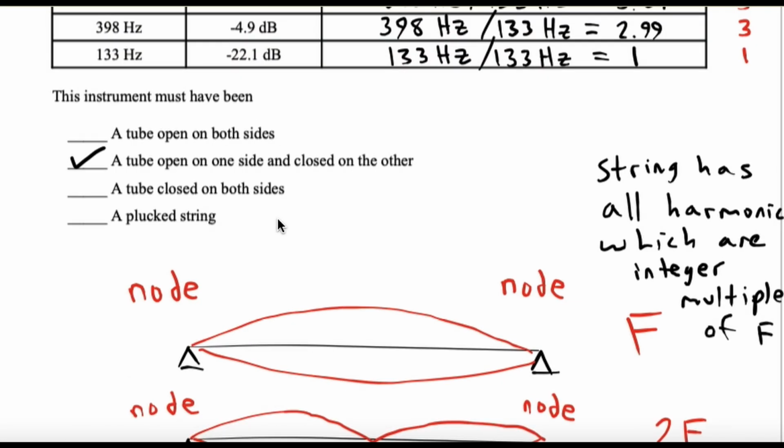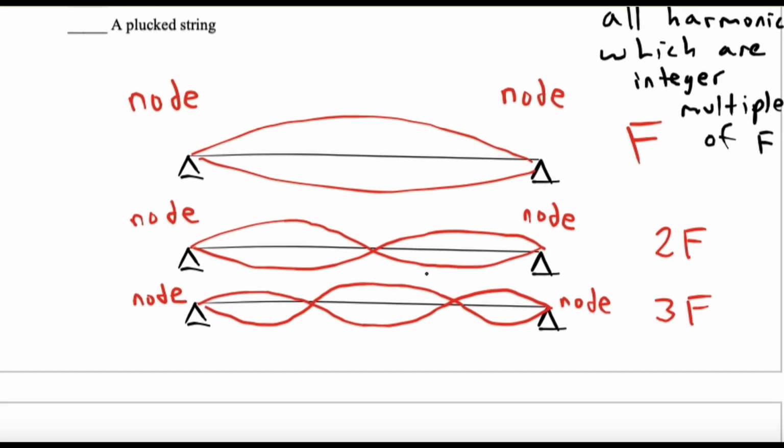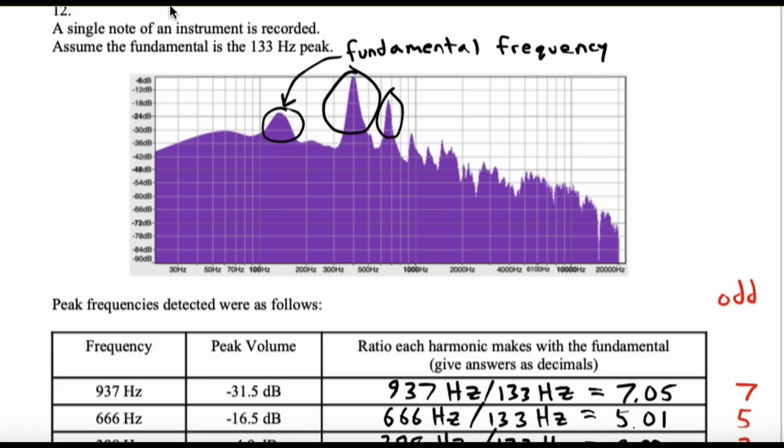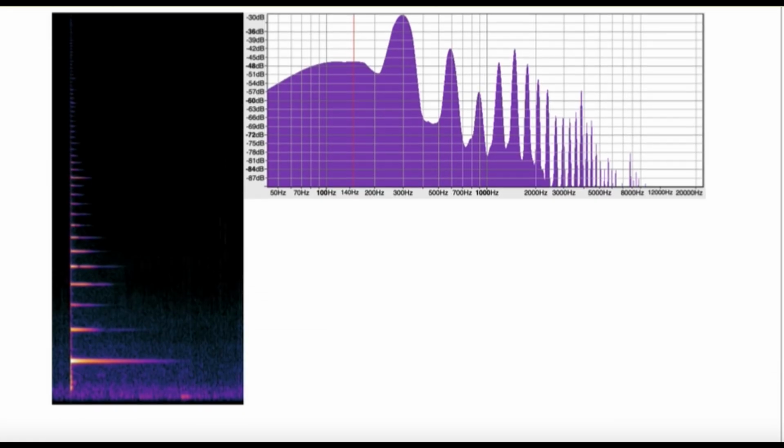No, you wouldn't select string because it shows more than the odd harmonics. If it was a string, what would end up happening is that in addition to the fundamental frequency, you would also have a peak here, and you would also have a peak there, and so on. Yeah. Okay, cool. Now, let's try this one.